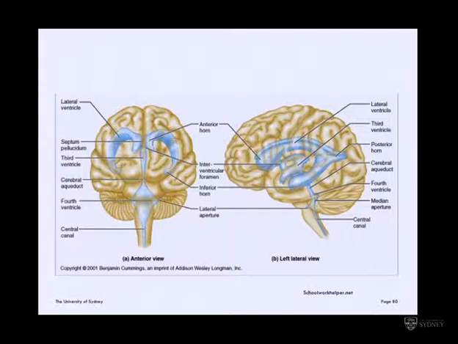Now from the fourth ventricle, the cerebrospinal fluid then flows around the brain, okay, via the lateral aperture. You can see this here, so it comes out and it flows around the brain, as well as the median aperture. As I mentioned earlier today, right down the midline, the middle of the spinal cord, you find the central canal, a small opening that contains cerebrospinal fluid.